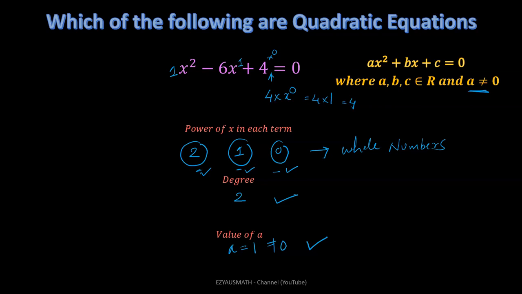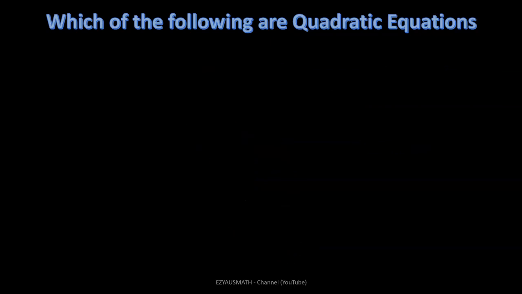So once again, what are the 3 conditions? Number 1, the power of x in each term should be whole numbers. Number 2, degree of a quadratic polynomial is 2. Therefore, for a quadratic equation, it is necessary that the degree should be 2 and a should not be equal to 0. Let us quickly move to the next example.